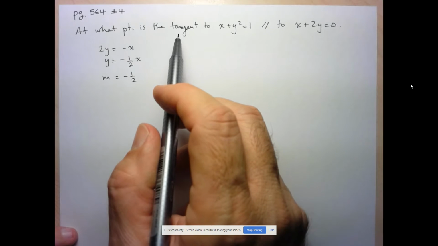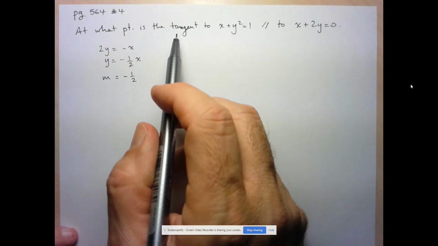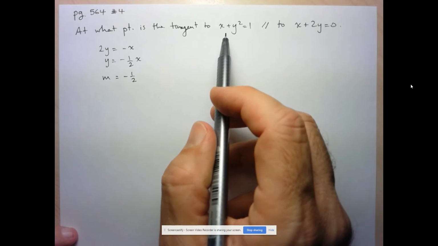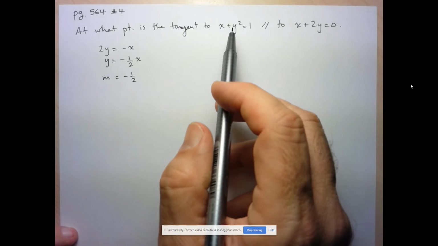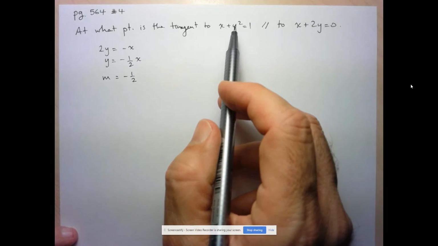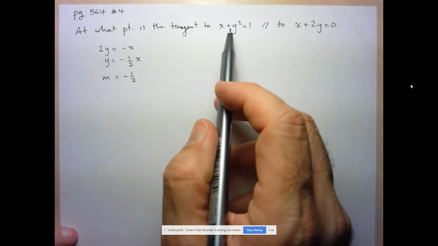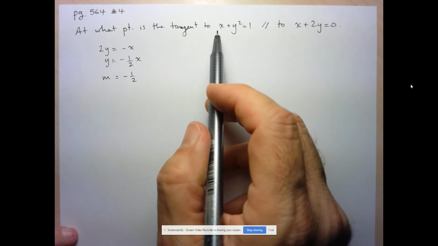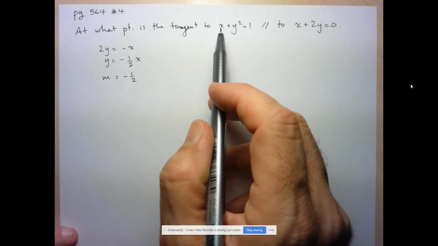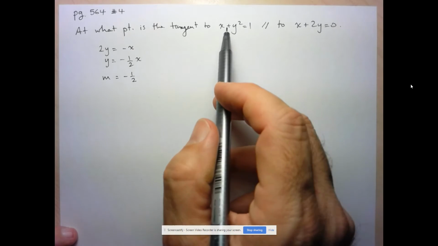Of course, the way we find the slope to a tangent is to take the derivative of the function, or in this case, possibly a relation. Since isolating y would mean having to take a square root and possibly a positive or negative square root, it's much simpler to just differentiate this implicitly. We do that by taking the derivative with respect to x of both sides.